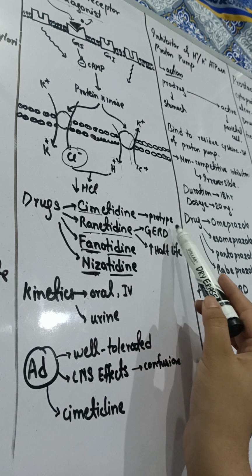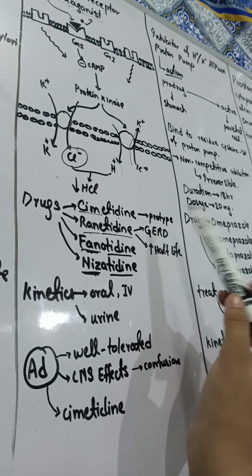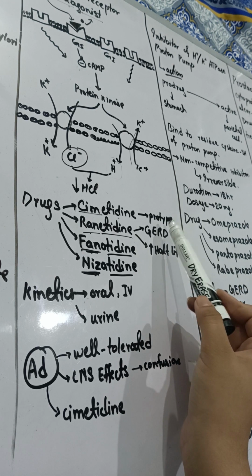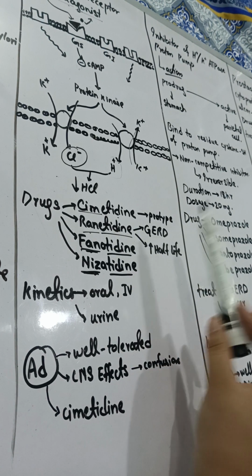This first drug, which is cimetidine, is a prototype drug. Whenever we use the word prototype, it means it has more side effects. So it is a prototype, and why it is a prototype, I will explain in the adverse effects. Okay, so skip this now.